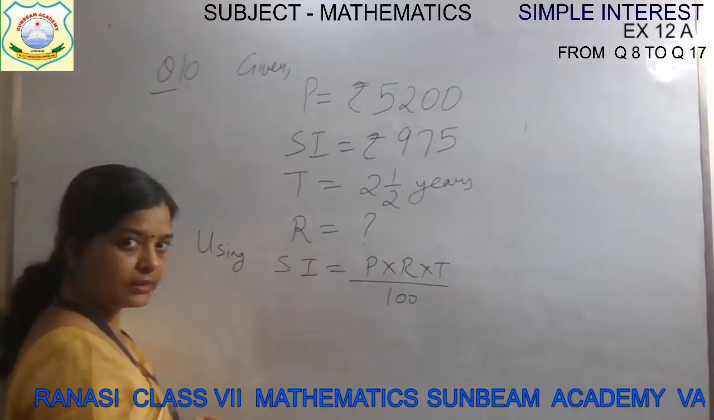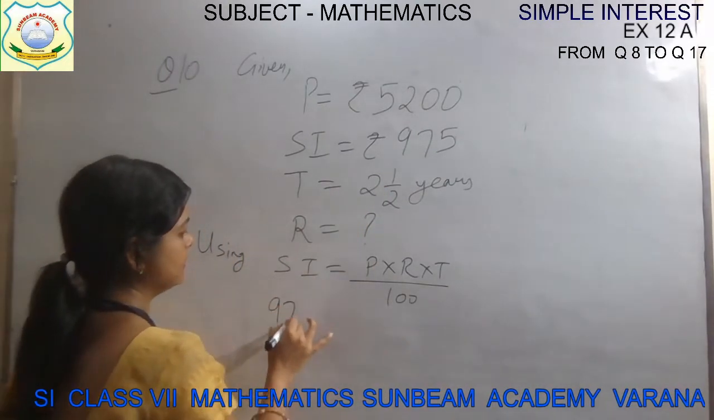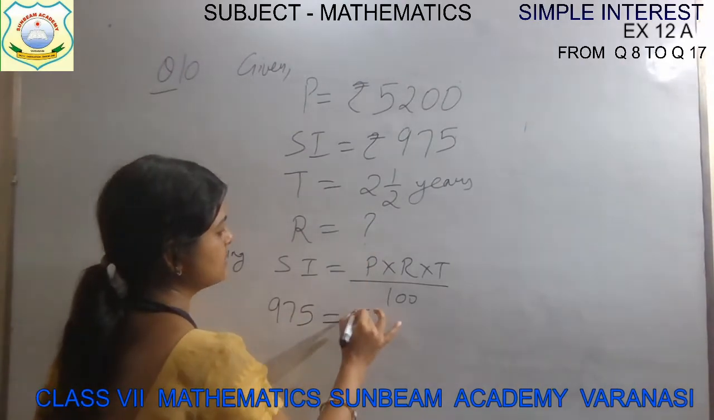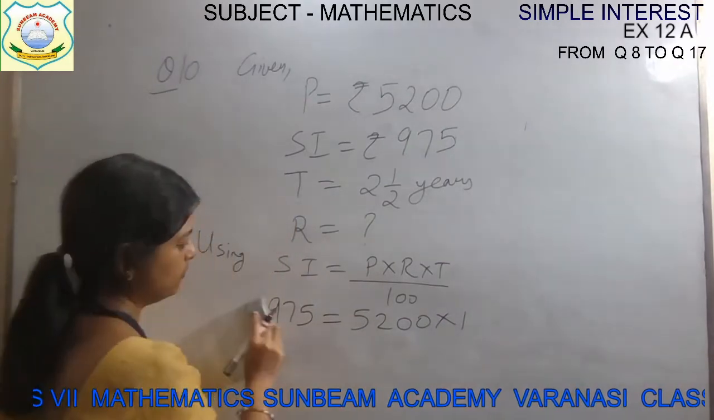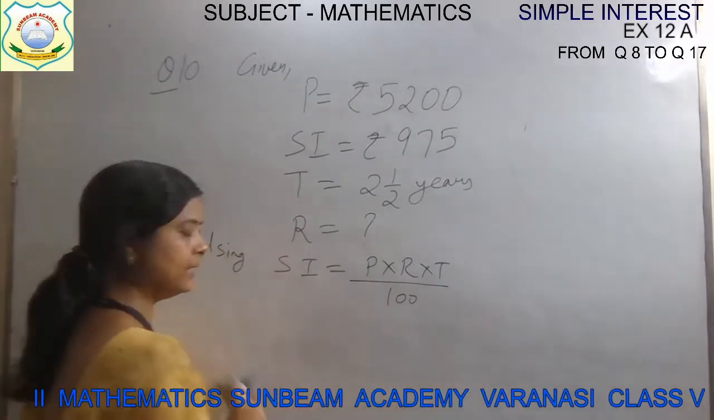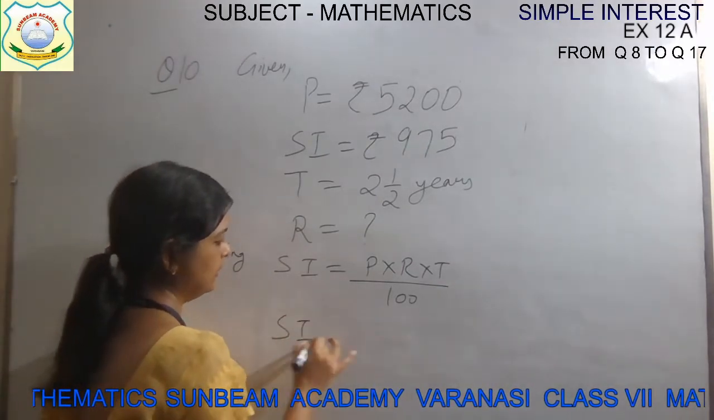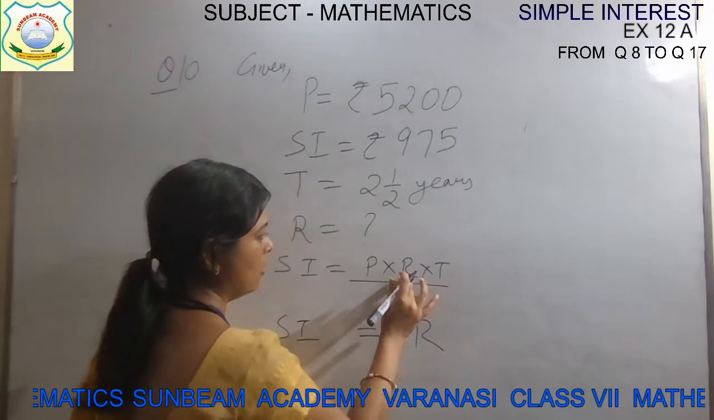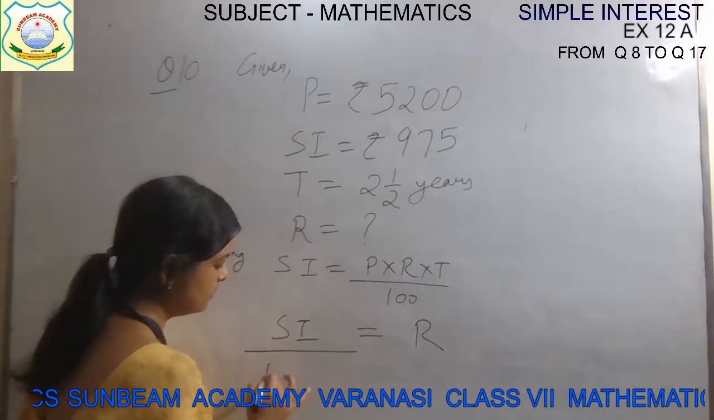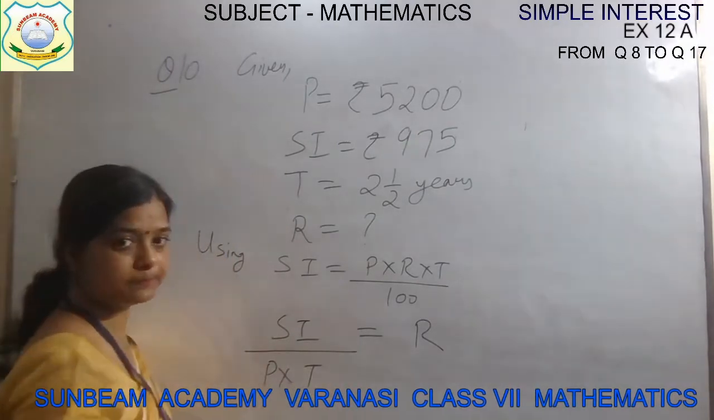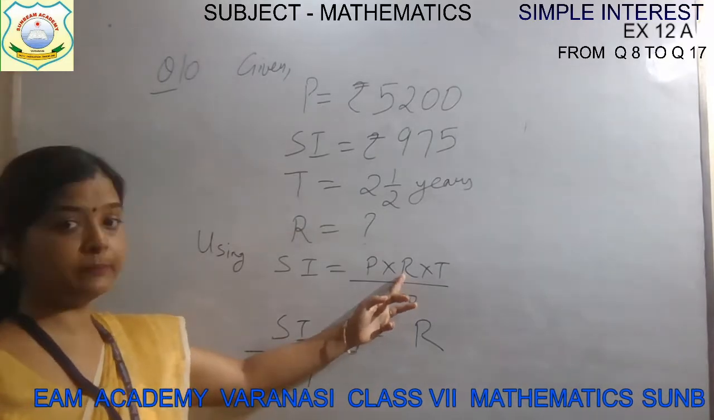Now substituting the value of all the given things. Simple interest is 975. Principal is 5,200. Rate we have, wait. Before substituting the value, separate that thing which you have to find. Separate R. So simple interest is equal to R, along with R, P into T is there. So P into T will come down and it will go for division. And 100 also we have to separate.